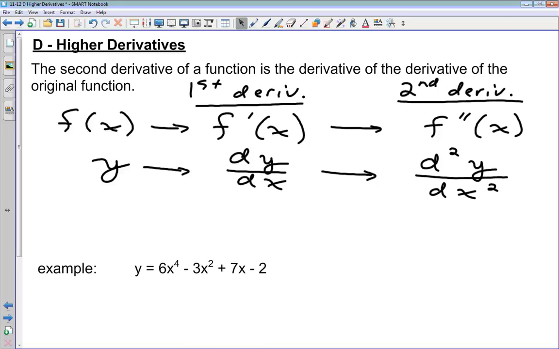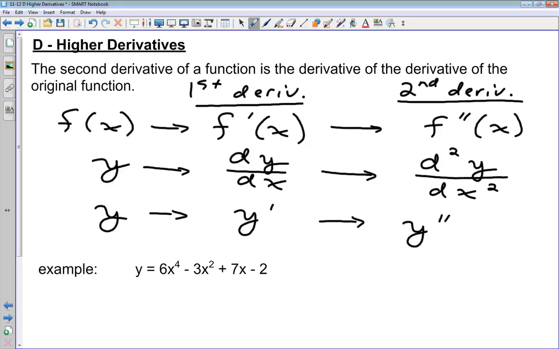And sometimes you'll also see this notation. We start with a function y. Our first derivative is y primed. Our second derivative would be y double primed. Of course, you don't have to stop there. You can take the derivative of the derivative of the derivative, which would give you f triple primed, and so on and so on. So you can keep taking derivatives as long as you still have a valid function to take the derivative of.